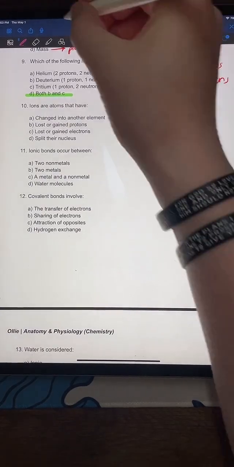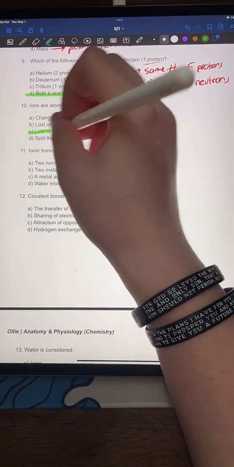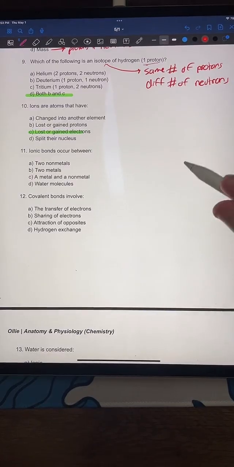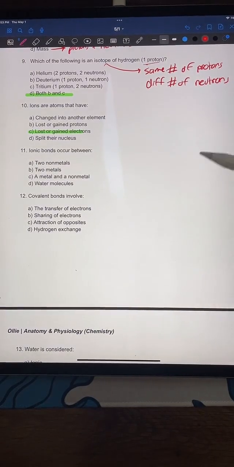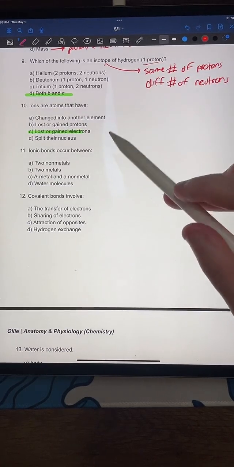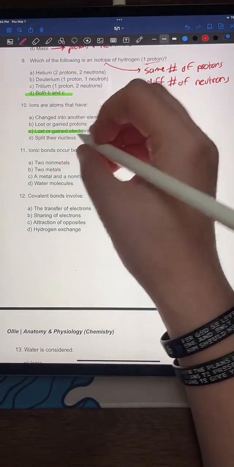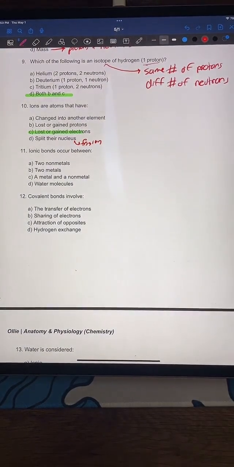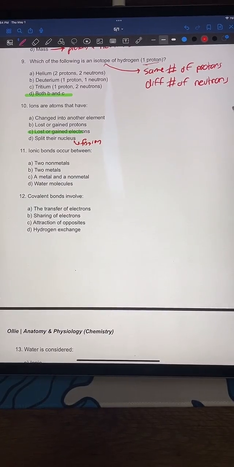Perfect, everybody. So ions have lost or gained an electron. When electrons change, it forms an ion. Changing into another element would be something that is nuclear. Lost or gained protons would change the element itself and split the nucleus. That's called fission, which is irrelevant here, really. So an ion is something that has lost or gained an electron.